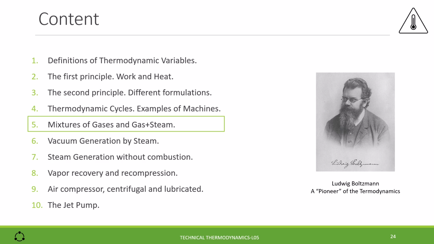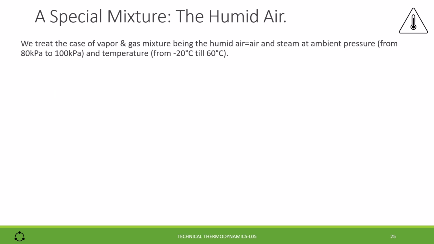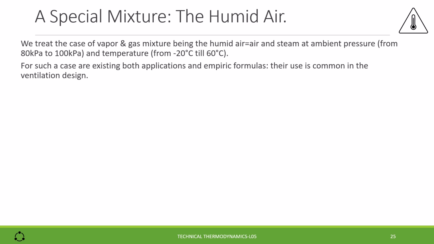Let's start. As we have said already in the introduction, we treat here the case of a vapor and gas mixture being a special one, the humid air, at ambient pressure, that means from 80 to 100 kilopascal, more or less, and temperature from -20 to 60 degrees. For such a case, there are existing applications and empiric formulas. Their use is very common in ventilation design.